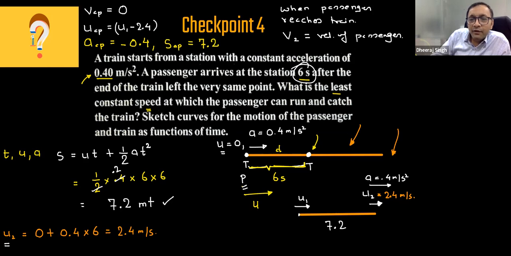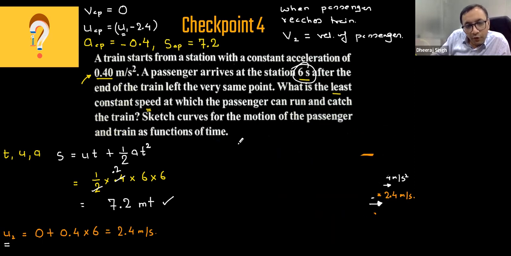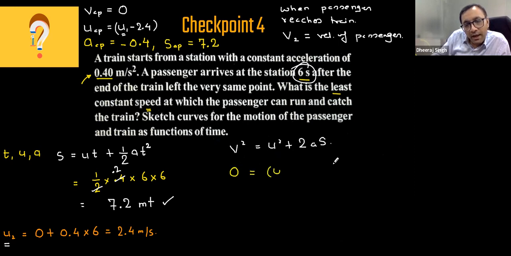So which equation comes in your mind in order to find the value of u1? What should you do? Which equation you have to use? You have to use v square equal to u square plus 2as here, right? Final velocity of approach is zero. This is u1 minus 2.4 square minus 2 into 0.4 into 7.2.